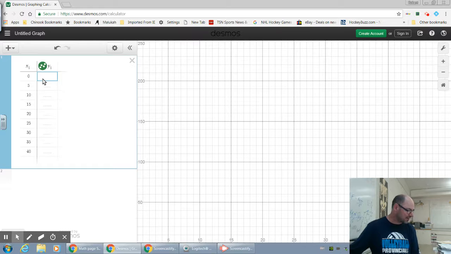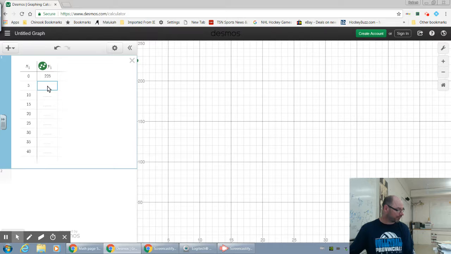Okay, so the first point said the volume was 225. So the volume is going to be represented by our y. So it's going to be volume equals some function of time. So go ahead, put 225 in. There's our plot right there, right along 0. That's how much is in the tank, right? And then it's 188.